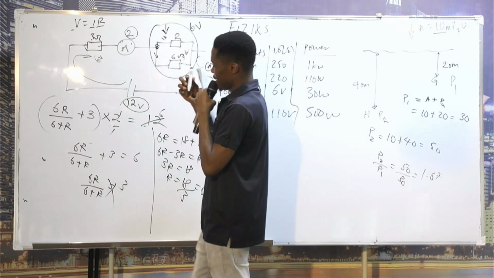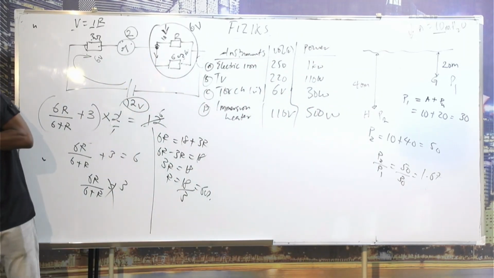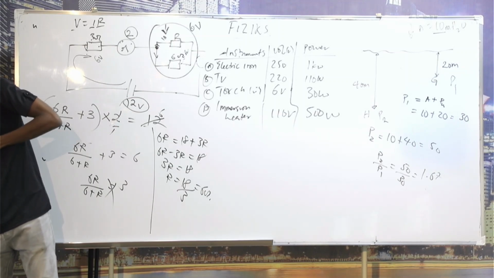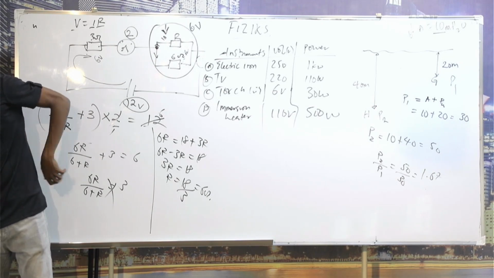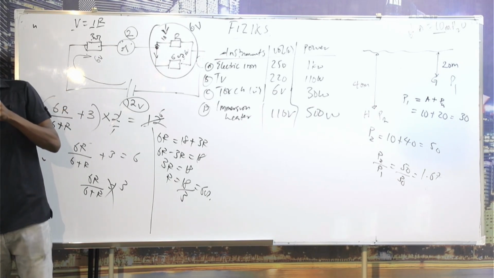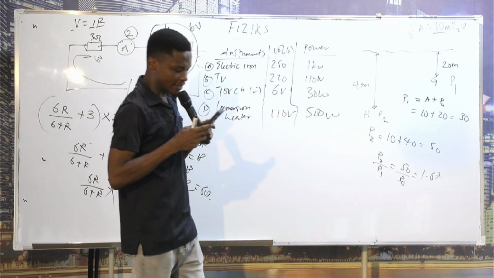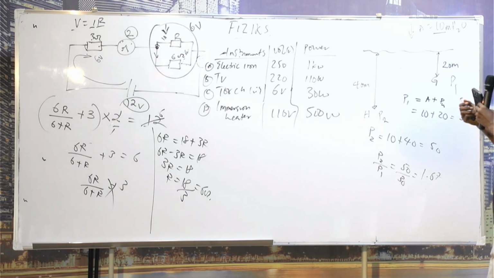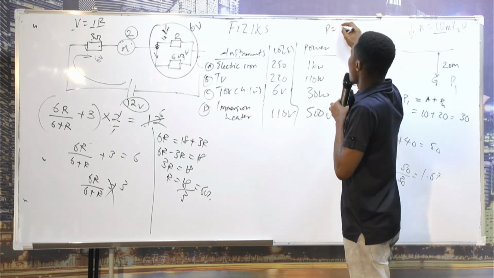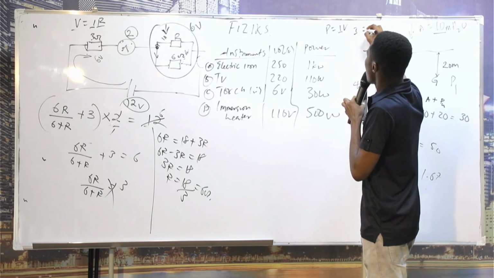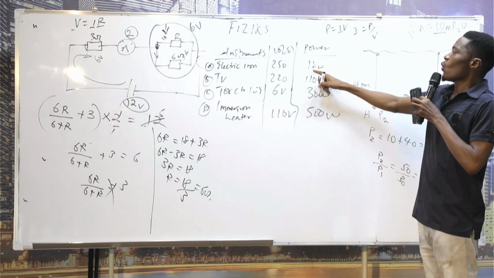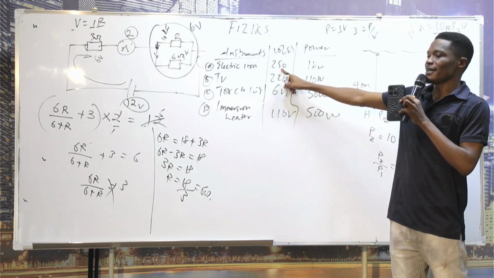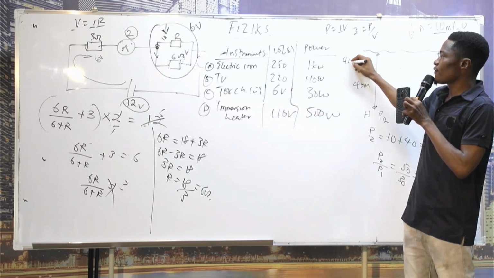Now, what are they asking us? Which of the following instruments consumes the highest current? Which one consumes the highest current? Class, we know that power is I times V. So current should be power divided by voltage. One kilowatt is how many watts? 1,000. So 1,000 divided by this is 4. So this guy consumes 4 ampere.